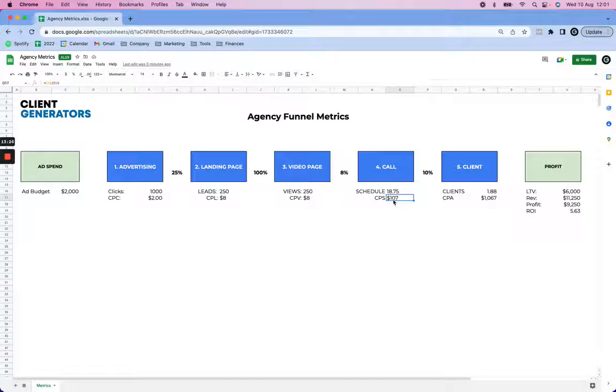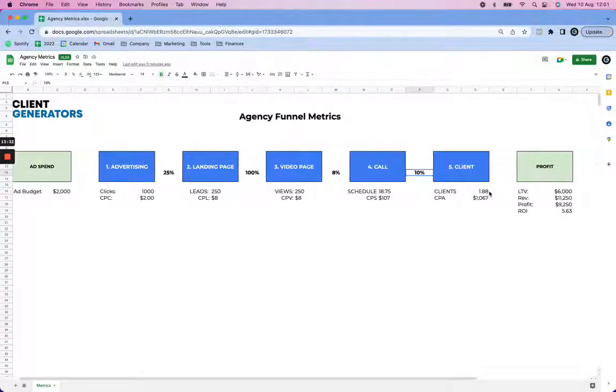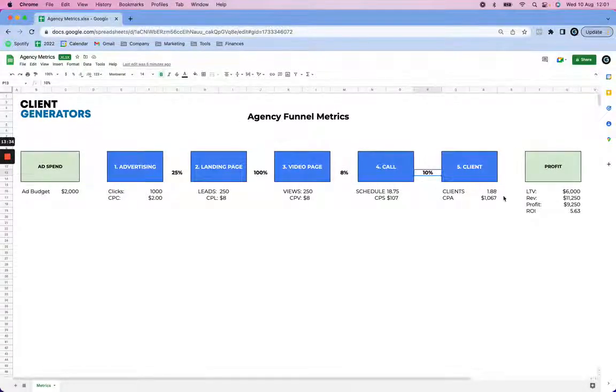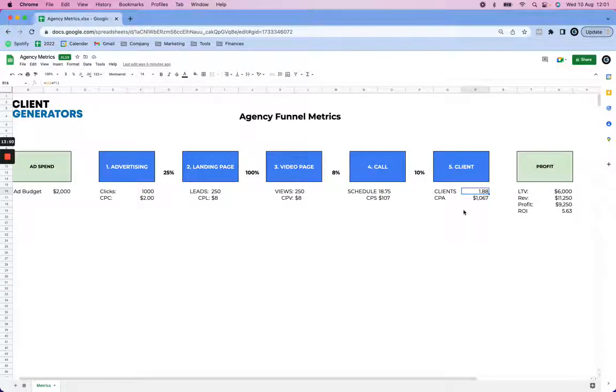So you've got 18 calls and you close 10% of the calls, which means you're going to close 1.88, right? Obviously, this isn't exact math, because it's just calculations. So if you schedule 18 calls, you're going to close 1.8 of those calls. You could round this up to 20 and say that you're going to close 2 clients from it, right?